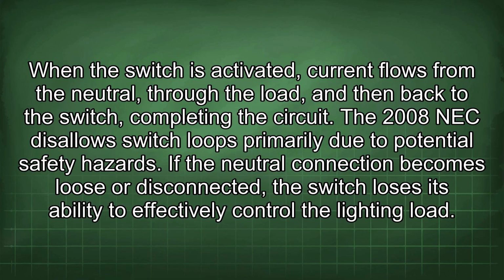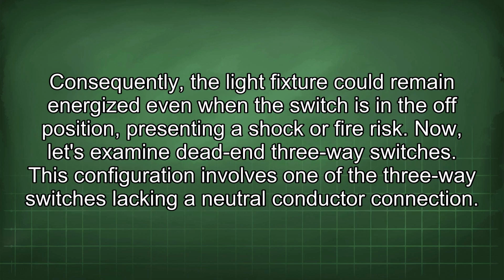When the switch is activated, current flows from the neutral through the load and then back to the switch, completing the circuit. The 2008 NEC disallows switch loops primarily due to potential safety hazards. If the neutral connection becomes loose or disconnected, the switch loses its ability to effectively control the lighting load. Consequently, the light fixture could remain energized even when the switch is in the off position, presenting a shock or fire risk.